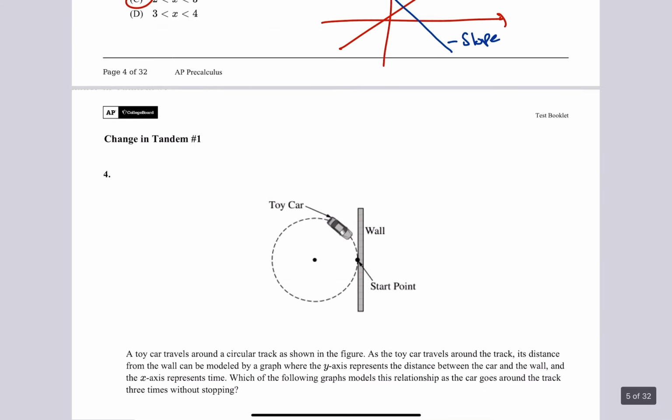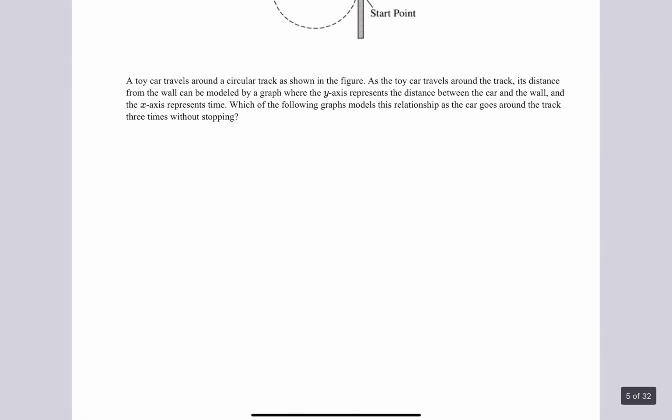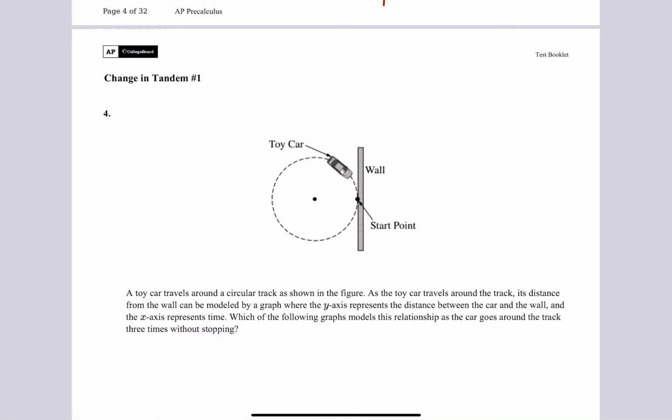Okay, we're good. We can move on. Let's have a look at this question. A toy car travels around a circular track as shown in the figure. As the toy car travels around the track, its distance from the wall can be modeled by a graph where the y-axis represents the distance between the car and the wall and the x-axis represents the time. Which of the following graphs models this relationship as the car goes around the track 3 times without stopping?